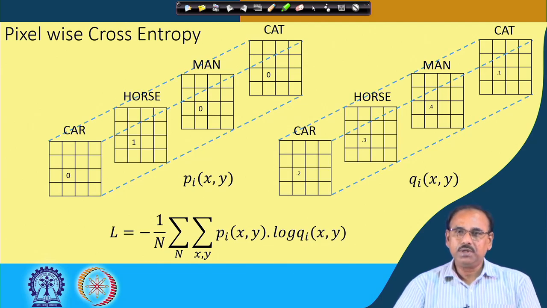So, there is a difference between your target probability and the actual probability that you get, and using these two you can define a cross entropy, which is basically a measure of the difference between your target and what you actually get. And this cross entropy loss can be minimized for training of the neural network.